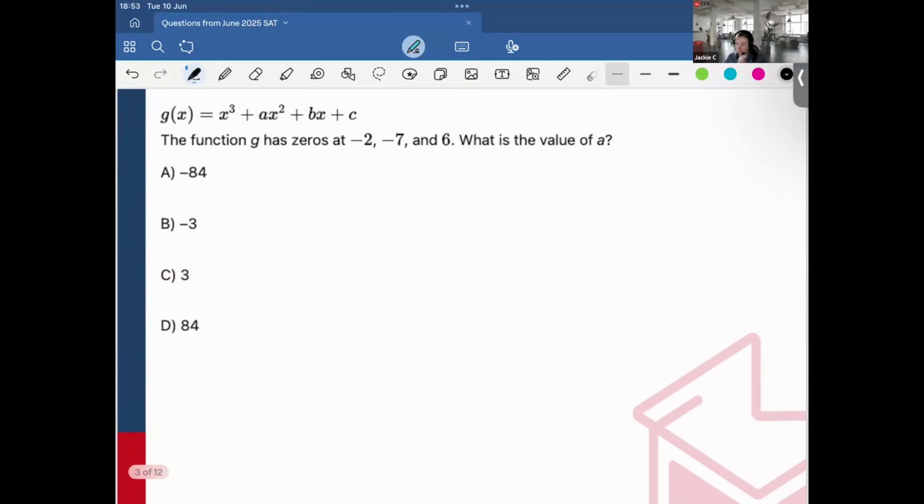Okay, so let's take a look at this one. So you see here, we have g of x is equal to x cubed plus ax squared plus bx plus c. The function g has zeros at -2, -7, and 6. What is the value of a? So here I'm only asked for the value of a, but same exact concept. Why don't you pause the video, solve this, and see if you get the answer, and we'll double check after you unhit the pause button.